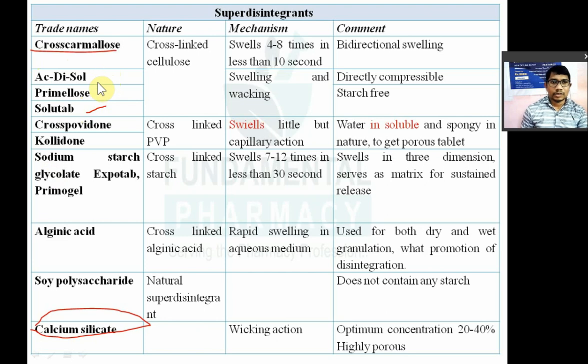Ac-Di-Sol, cross carmellose, Primellose, cross carmellose, sodium cross carmellose, or simply cross linked cellulose derivative. सब Ac-Di-Sol, Primellose, Solutab ये क्या है? क्रॉस लिंक्ड सेलुलोज. क्रॉस लिंक्ड सेलुलोज, क्रॉस कार्मेलोज ये सब क्या है? सुपर डिसइंटीग्रेंट. क्रॉस पोविडोन, क्रॉस लिंक्ड पॉलीविनाइल पायरोलिडोन, कॉलिडोन भी क्या है? सेम थिंग. सोडियम स्टार्च ग्लाइकोलेट के ऊपर क्वेश्चन आ चुका है. क्रॉस कार्मेलोज के ऊपर क्वेश्चन आ चुका है. इसके ऊपर पूछा है. इंपॉर्टेंट मैकेनिज्म भी पूछा है, स्वेलिंग मैकेनिज्म वो भी पूछा है. नेचुरल सुपर डिसइंटीग्रेंट सोया पॉलीसेकेराइड. इनऑर्गेनिक कौन सा है? कैल्शियम सिलिकेट. तो इम्पॉर्टेंट है.